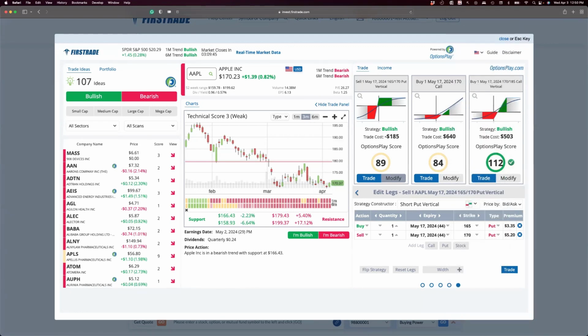Mark is saying, how far out do you go in terms of expiration? That's really a great question. For debit spreads, we usually go out about 45 to 60 days. And for credit spreads, about 45 days is a sweet spot for selling credit spreads.